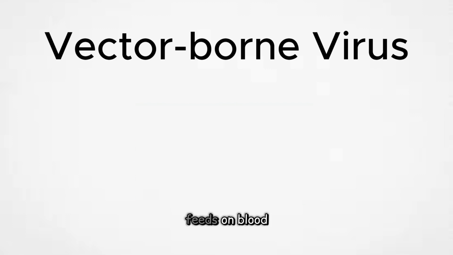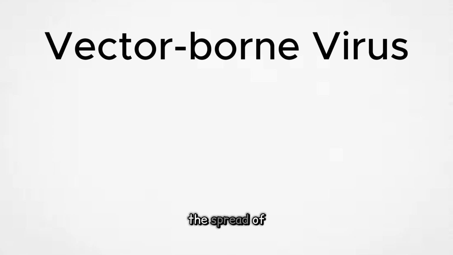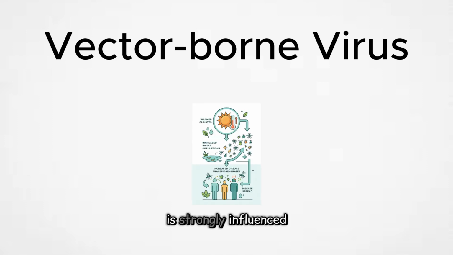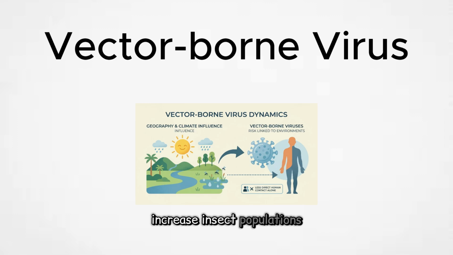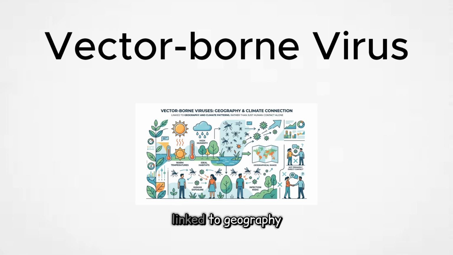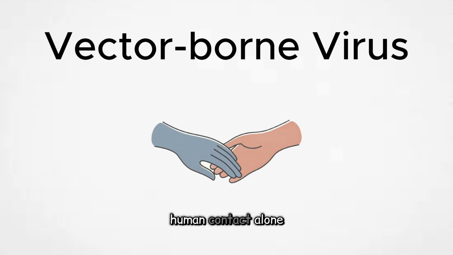When the insect feeds on blood, the virus is transferred directly into the bloodstream of the next organism. Because of this, the spread of vector-borne viruses is strongly influenced by environmental conditions such as temperature, rainfall, and habitat. Warmer climates often increase insect populations, which can increase transmission rates. This makes vector-borne viruses closely linked to geography and climate patterns rather than just human contact alone.